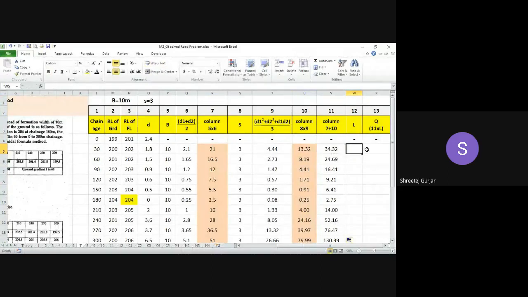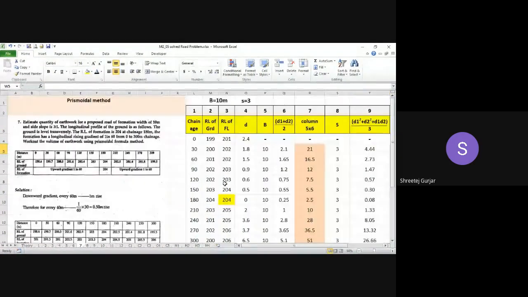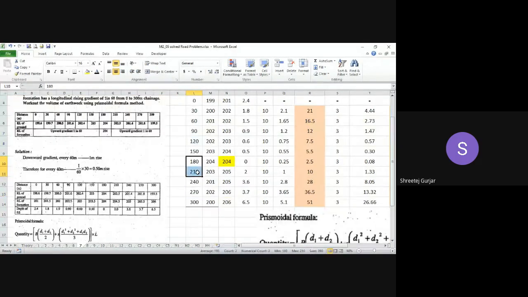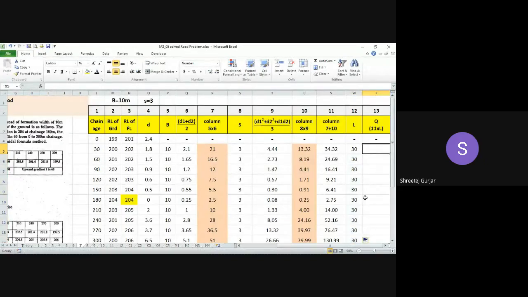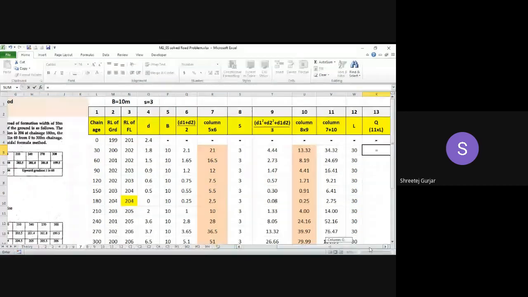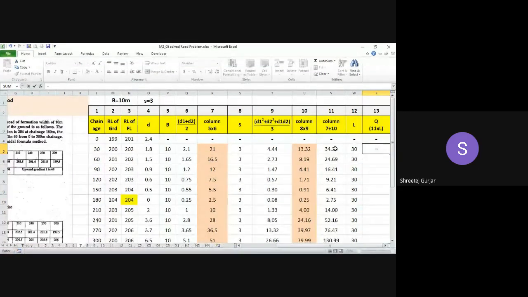Let me just write down L. What is L? The interval between each chainage is 30 meters. You can observe it is 30 meters everywhere. So L is equal to 30 meters. This is Q for all the sections. Now, what is the final Q that we will calculate? It will be this column into your length.